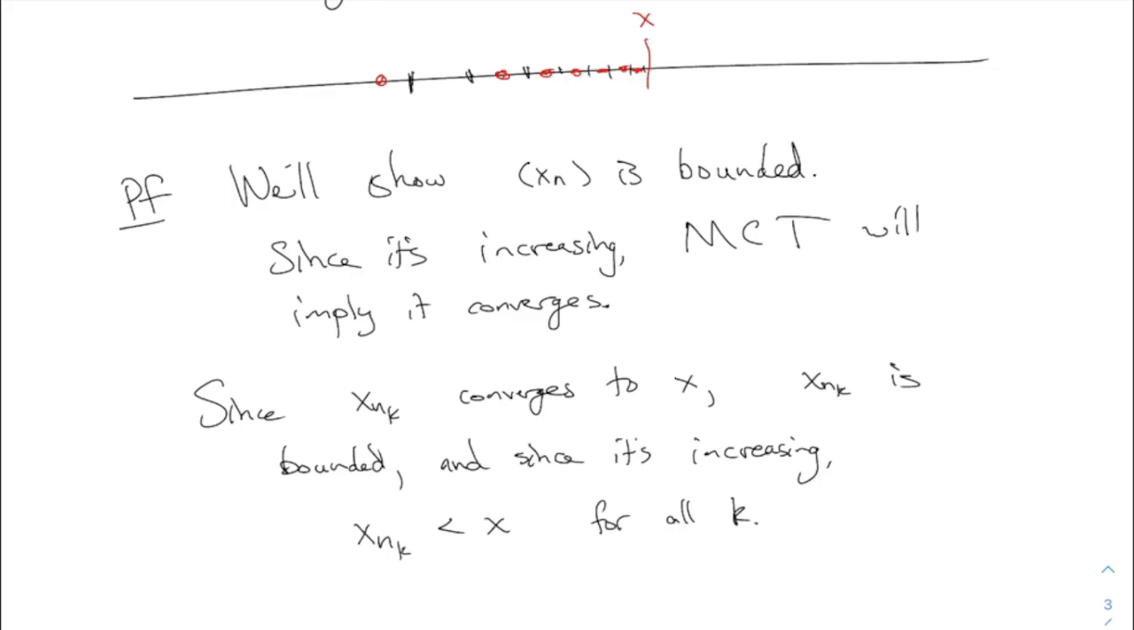Yeah, I would say, if you think of these, say these red ones are the subsequence and the black ones are the original sequence, every one of the black ones is less than one of the red ones. I think that's what you're saying, right? Yeah. Each of the x_n's is less than one of the terms in the subsequence. Yeah, so this is what I would say.